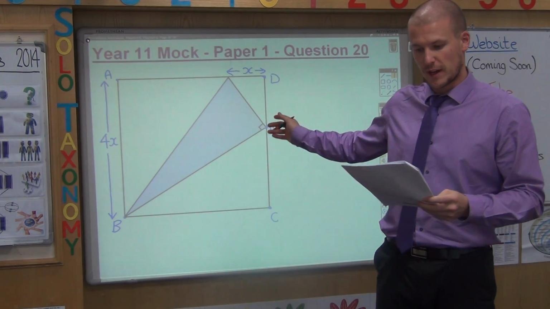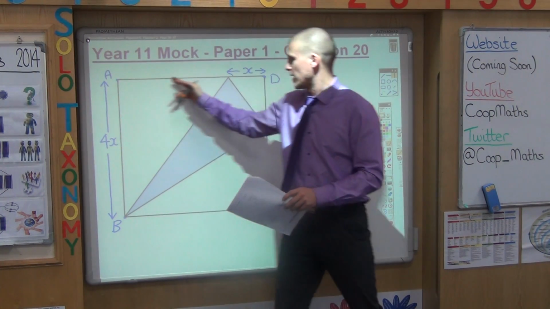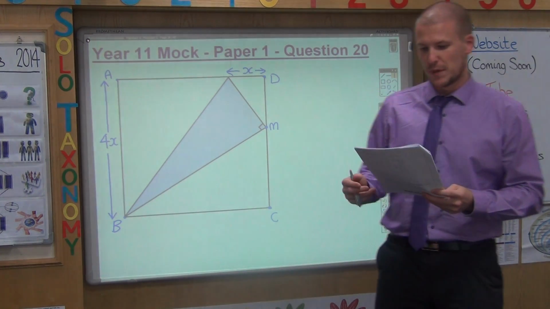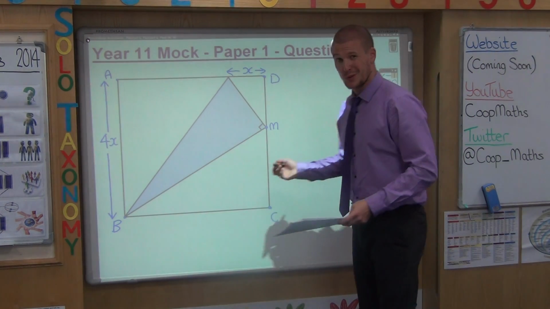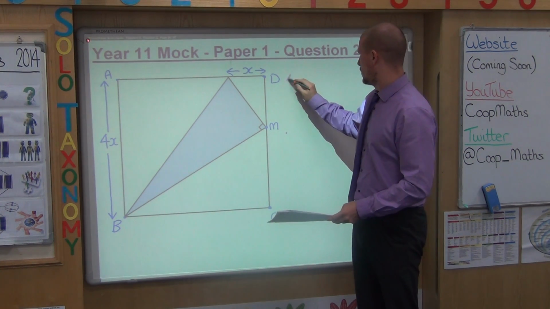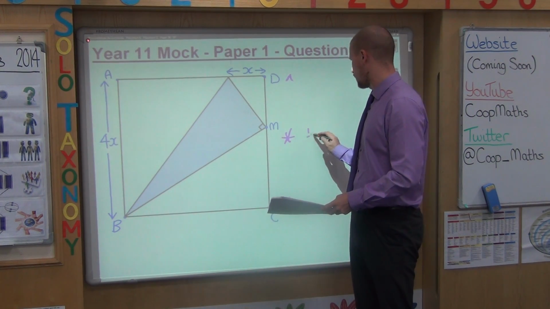ABCD is a square with side length of 4x. So that length is 4x, because it's a square, that length is 4x, that length is 4x, that length is 4x. M is the midpoint of DC, so although it doesn't look it, that's supposed to be halfway between D and C. Okay, so halfway point.